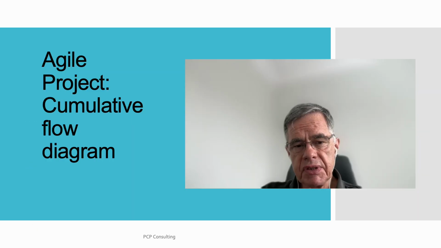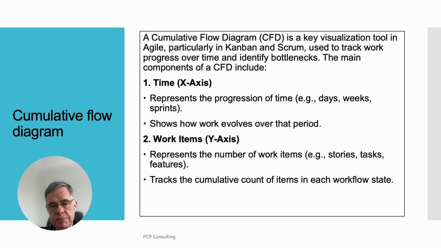Agile Project Cumulative Flow Diagram. A cumulative flow diagram, CFD, is a key visualization tool in Agile, particularly in Kanban and Scrum, used to track work progress over time and identify bottlenecks. The main components of a CFD include time on the x-axis, which represents the progression of time, for example, days, weeks, sprints. Shows how work evolves over that period.